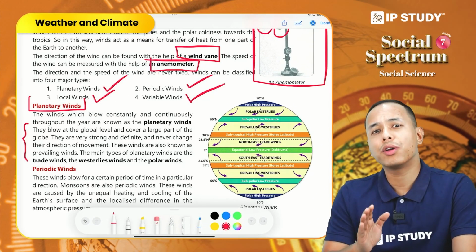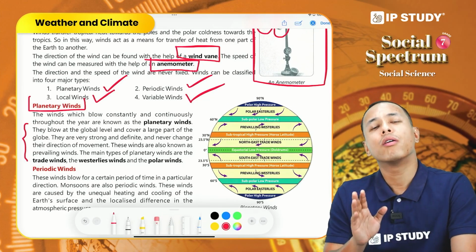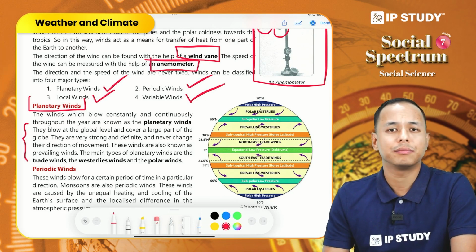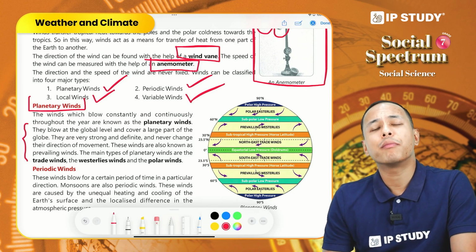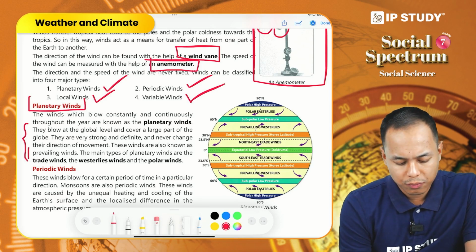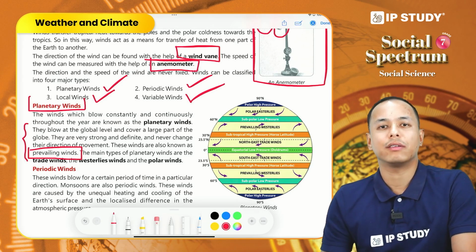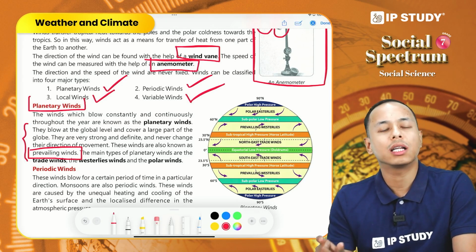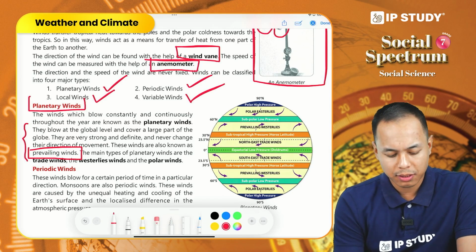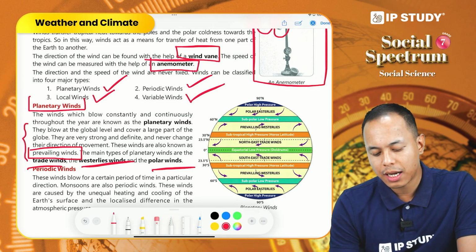That means if they are blowing from north to south, they will blow from north to south throughout the year. They do not change their direction. Another name for planetary winds is prevailing winds. Examples: trade winds, westerly winds and polar winds.